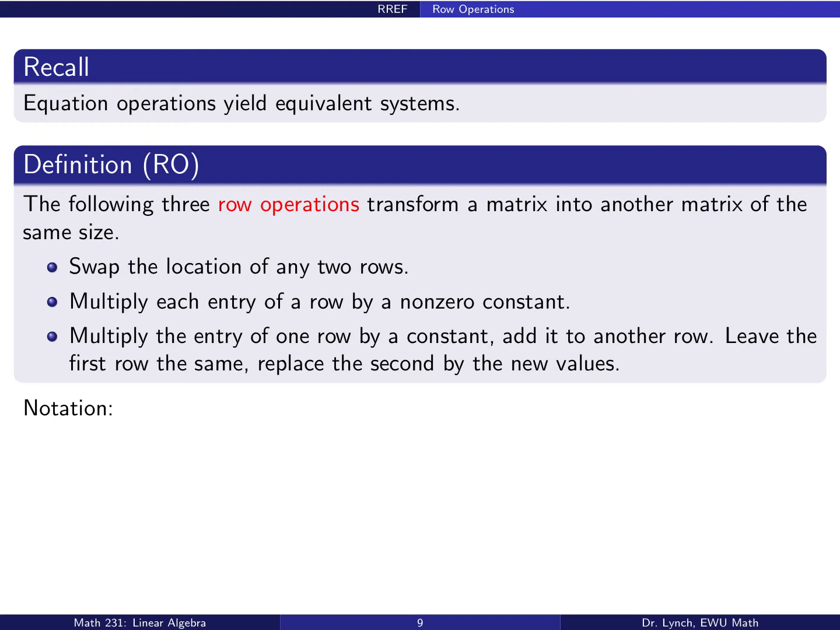So let's talk about notation for these different row operations. For swapping any 2 rows, we'll use the notation Ri swaps with Rj, for row i swaps with row j. If we want to multiply each entry of a particular row by a non-zero constant, we'll denote that by alpha Ri. And if we'd like to multiply the entries of one row by a constant, adding it to another row, giving us a new second row, we'll denote that by alpha Ri plus Rj. Again, this gives us a new row j, leaving row i alone.